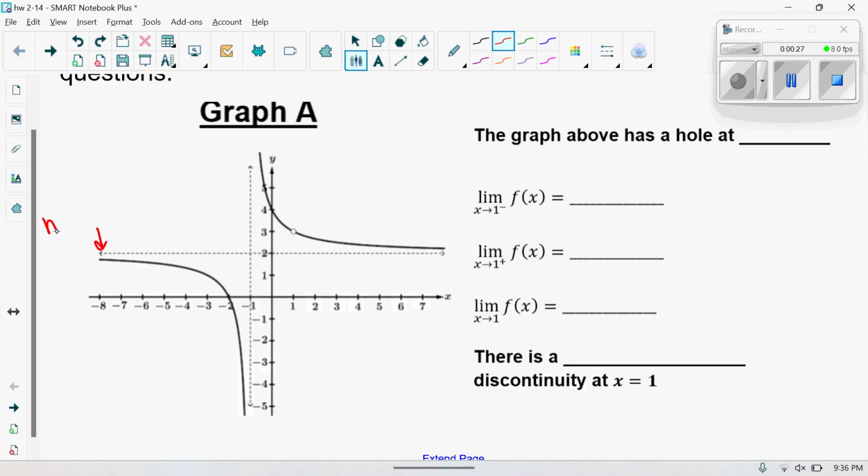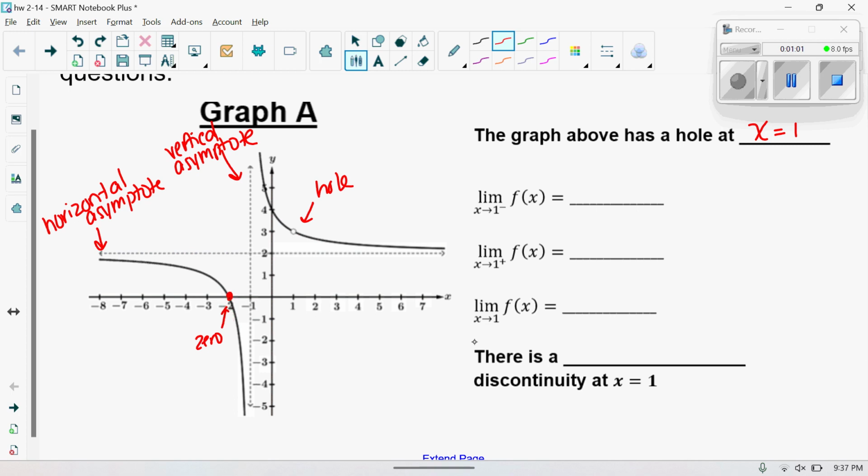This is my horizontal asymptote. This is my vertical asymptote. I would have a 0 here at x equals -2. I have a hole here. So it says the graph has a hole at x equals 1.